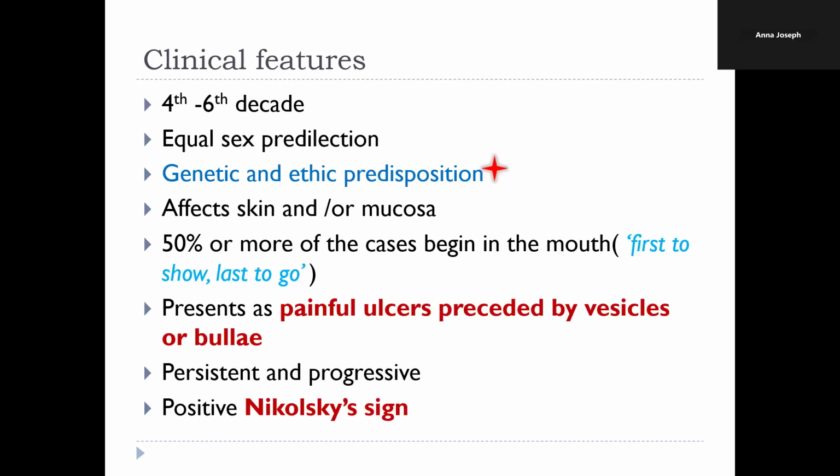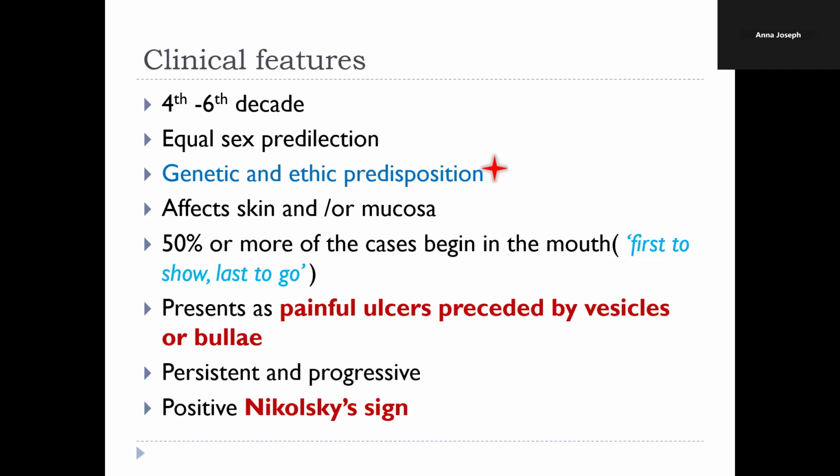Looking at the clinical features of pemphigus, this disease usually develops or manifests in the 4th to 6th decades of life. There is an almost equal sex predilection, although some reports do give a slightly higher female predilection. There is a definite ethnic and genetic predisposition which needs to be noted, and it affects skin and or mucosa of the eyes, of the oral cavity, and other mucous membranes in the body. 50% or more of the cases usually start in the mouth.